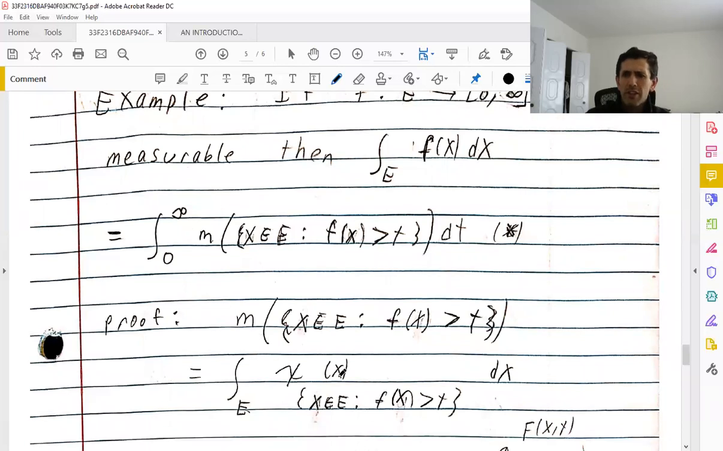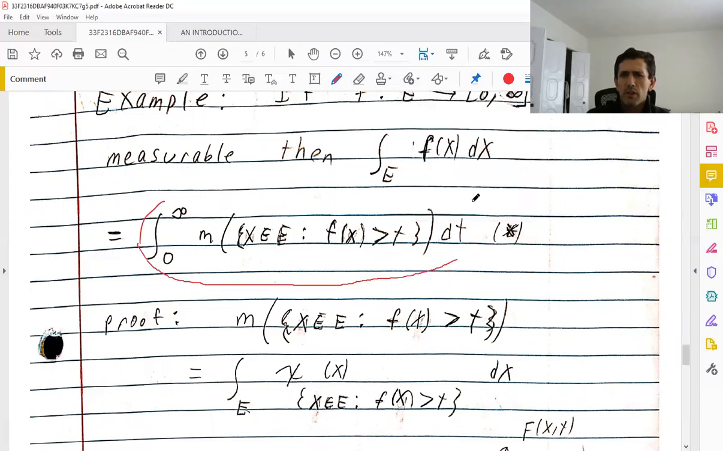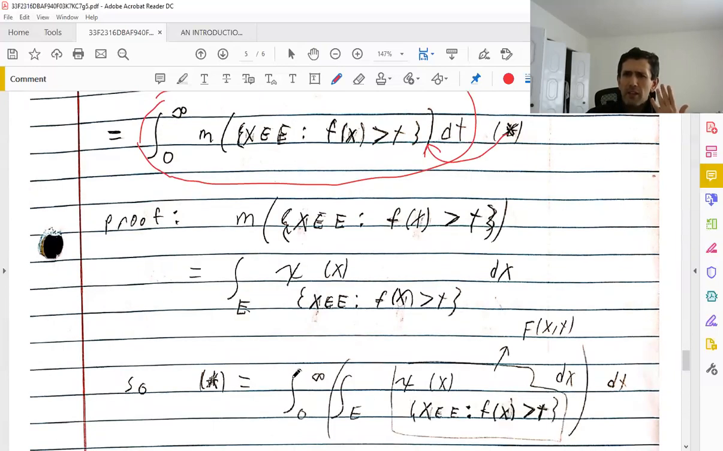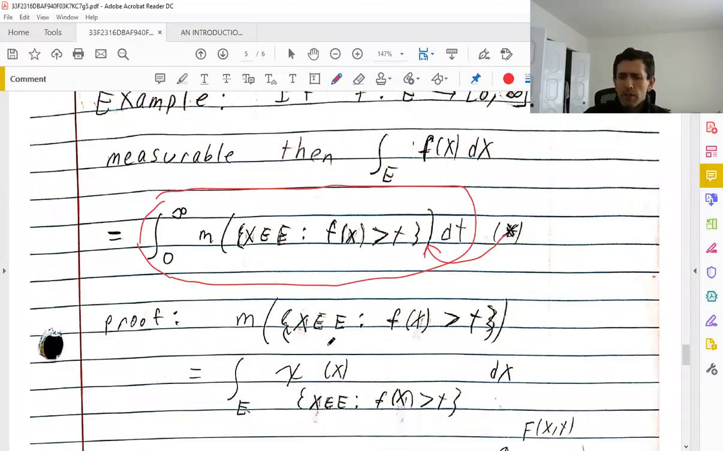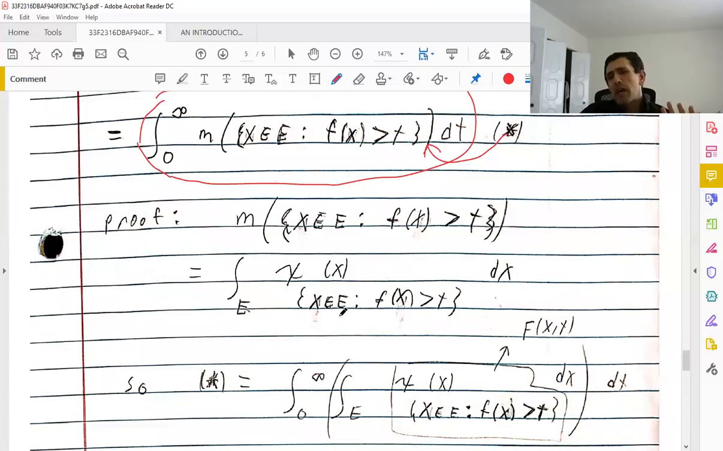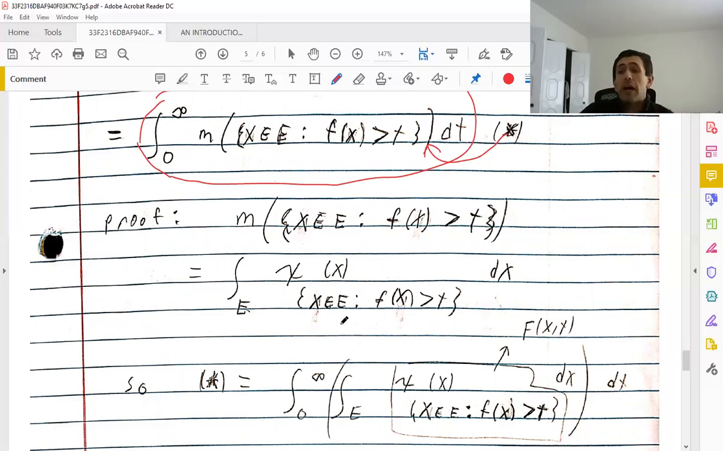So I'm going to plug this back into star, and star really is this whole thing here. So this is what I mean by star. Okay. So I plug this back into star. I get this complicated looking integral, and I should make clear, as complicated as it looks, it's still really, really useful. I use it a lot in my research, actually.